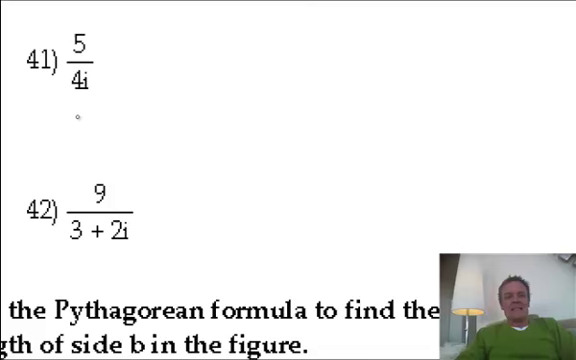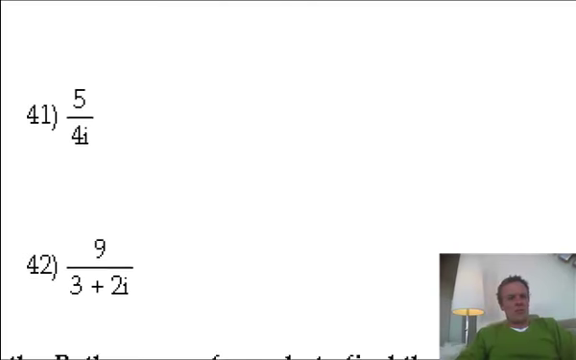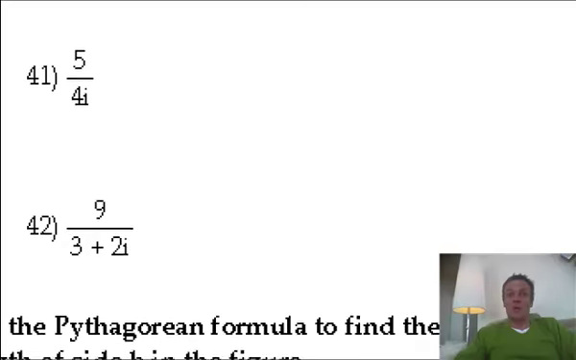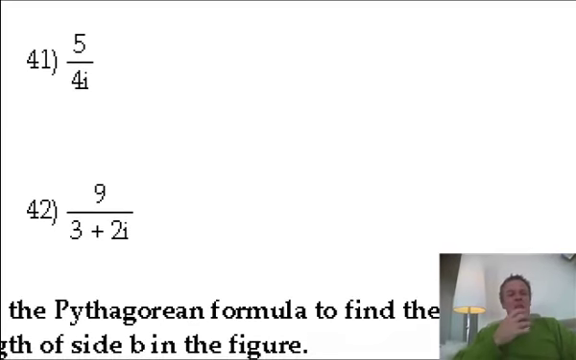So look at this. Now, let's have a look at what the previous question was. Okay, that is straightforward multiplication, but involves the letter i. Now, 41 and 42 look like they're divisions, all right? But you can't actually divide those, so what we do is we rationalize the denominator, just like we did with square roots. Remember this?